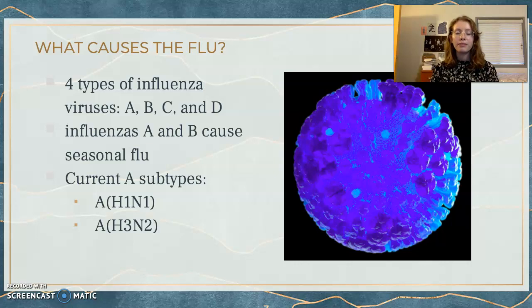And then influenza B viruses are categorized based on their lineages. So you can have B Yamagata or B Victoria. And as a side note, influenza B viruses usually change less rapidly than do the A viruses.